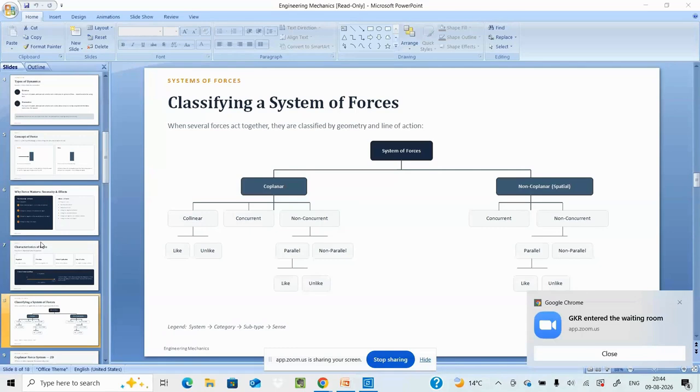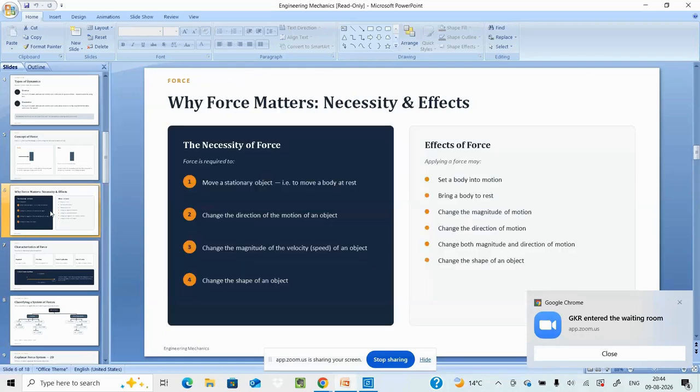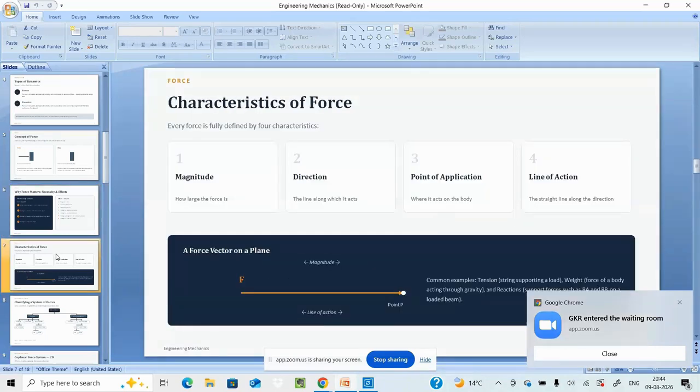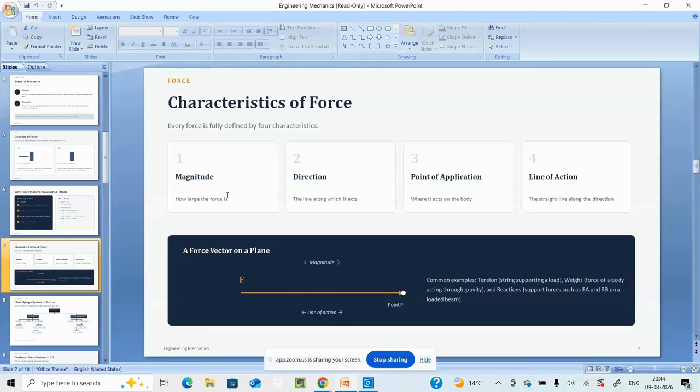Yes, one question, sir. Yes, please. Can you go back one page? This one or this one, sir? How large the force is means it's similar to size we are talking about. Yes, sir. When you push something, the distance moved by the body. So how much we are pushing, we are applying the force, right?